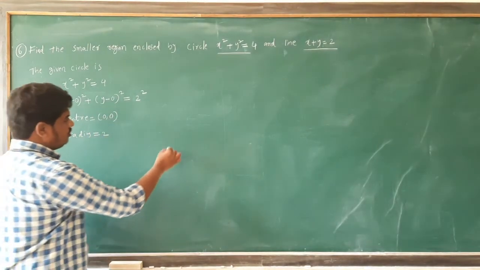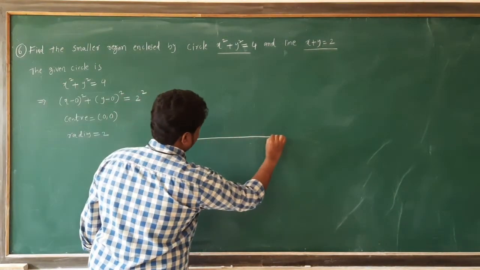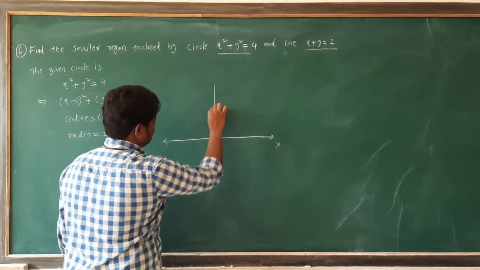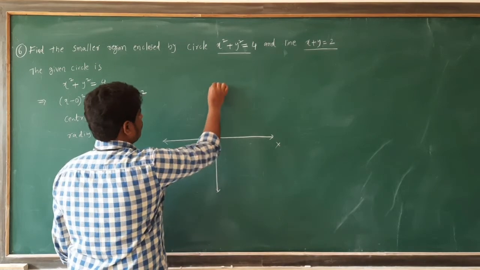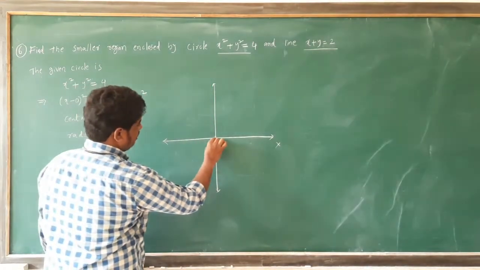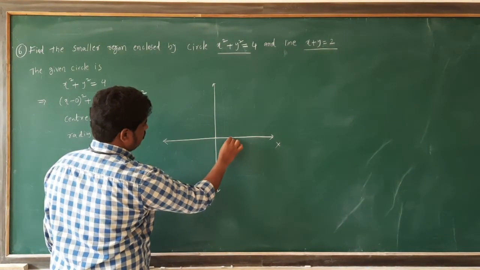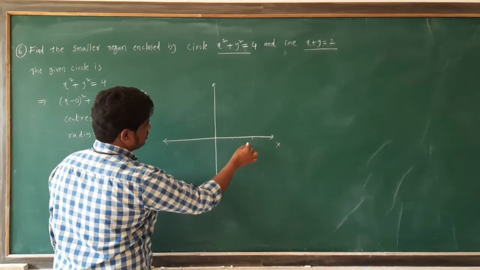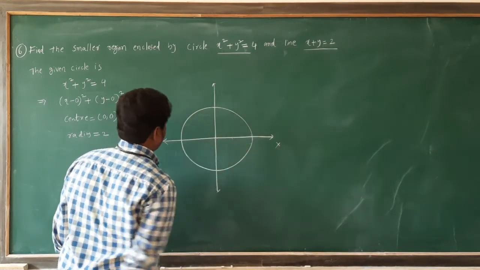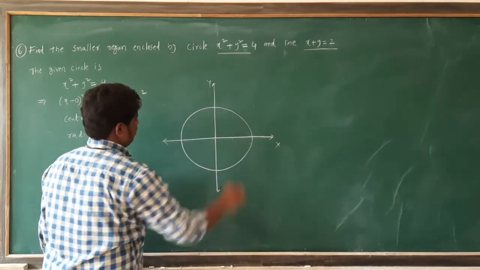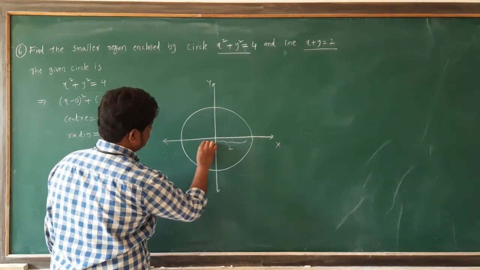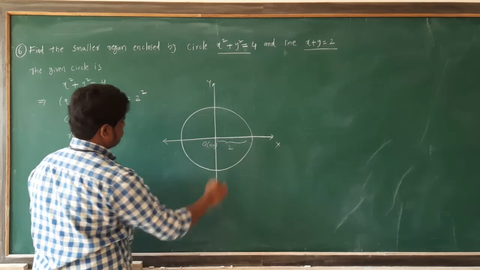Okay. Now we have to draw that. It is the x axis. It is the y axis. First to draw the circle, first we should take the center. It is 0 comma 0. Okay, 1 unit, 2 units. The circle will be like this. It is a circle. Okay. Now it is 2 units. It is the 0 comma 0 point.